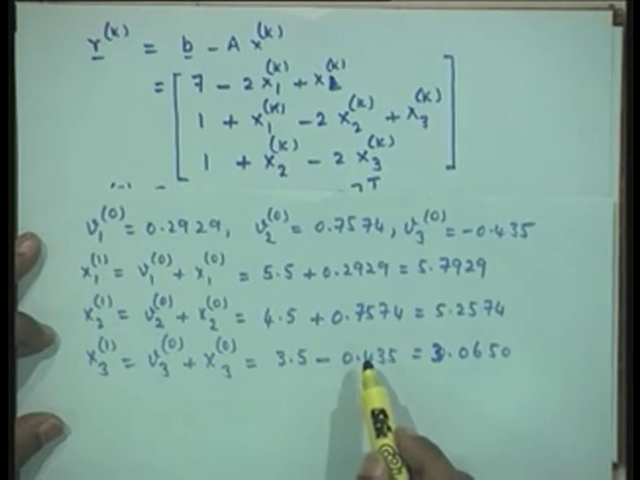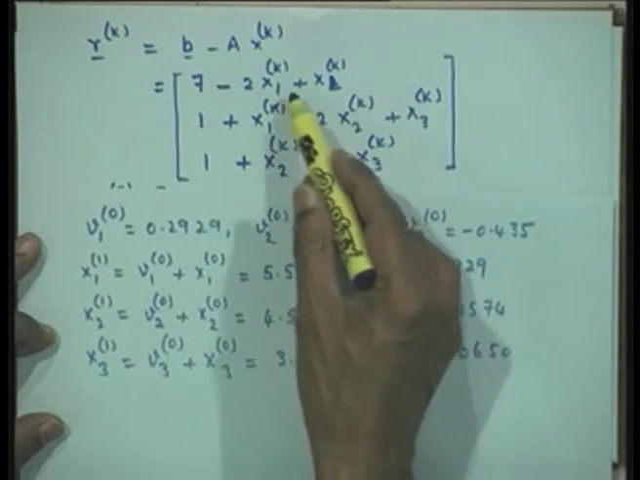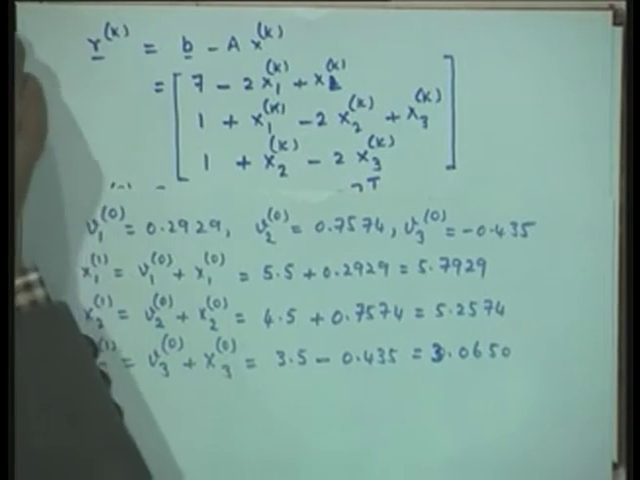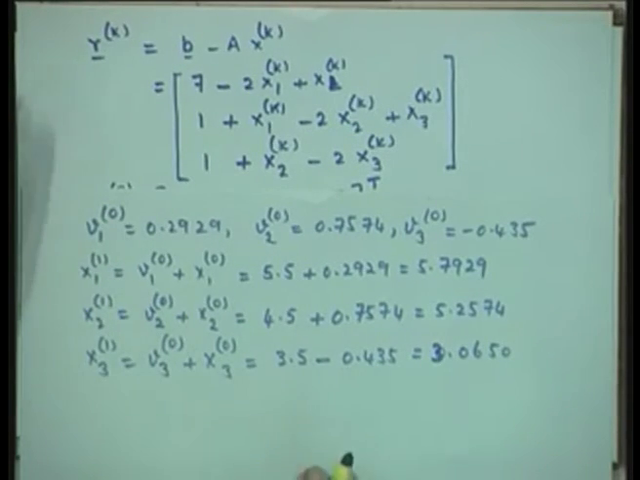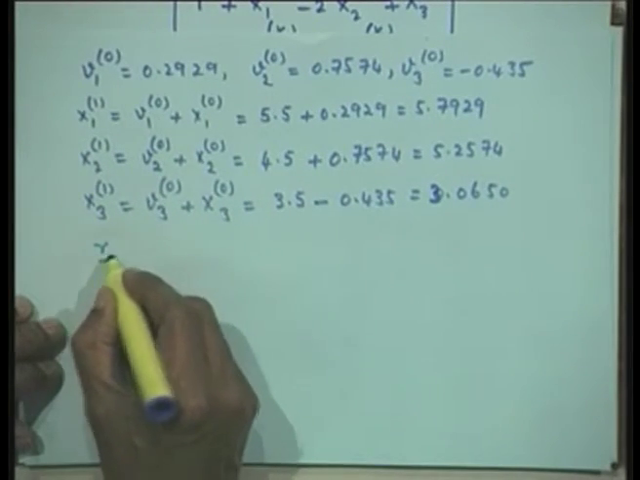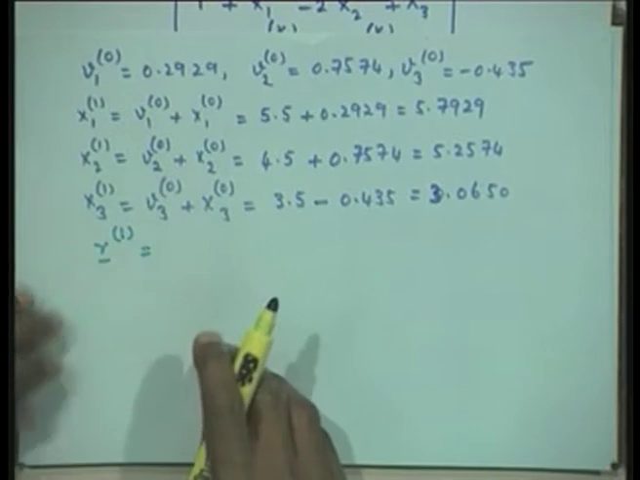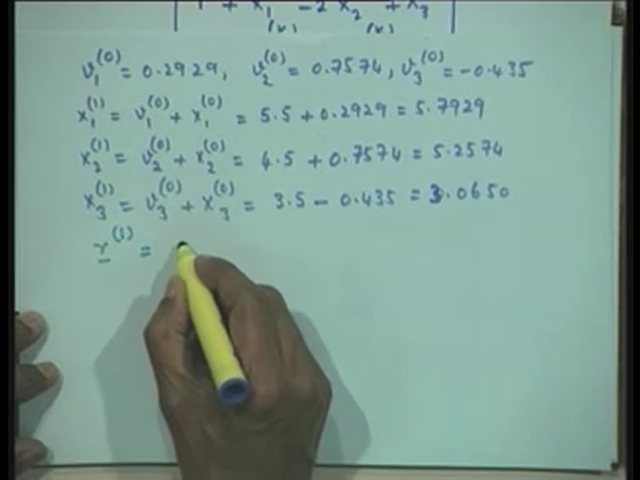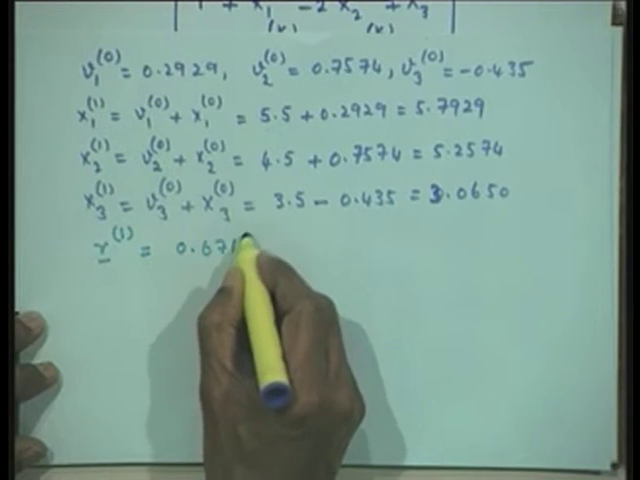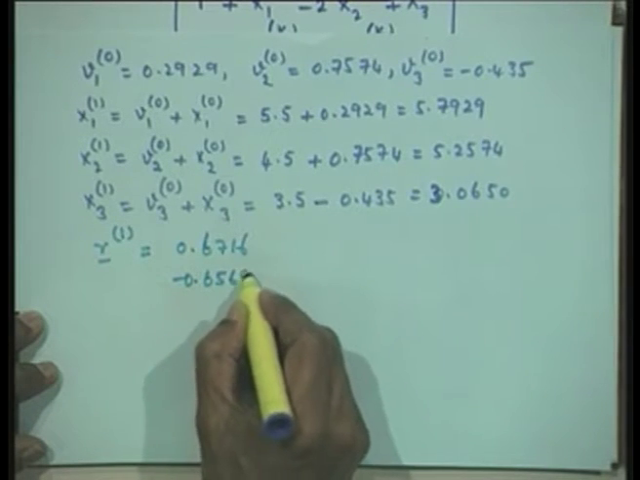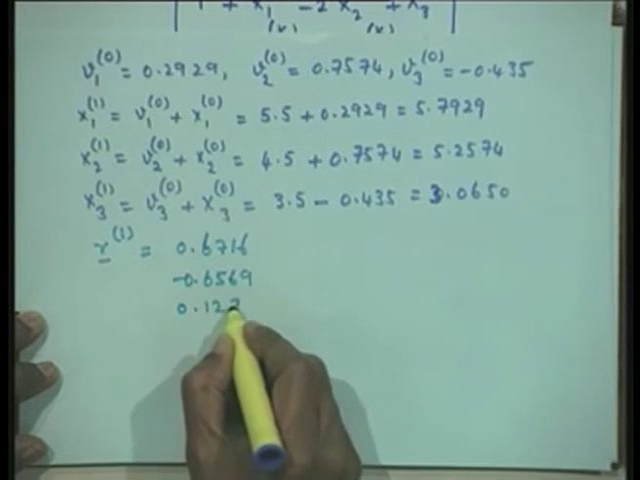Now once I obtain this value, to go to the next iterate I need again this residual vector. So I go back and substitute this in the residual vector to get the next solution. So if I substitute that I get this particular value. So I get R1, that is, by substituting this in the value of the residual vector I get 0.6716, minus 0.6569, 0.1274.